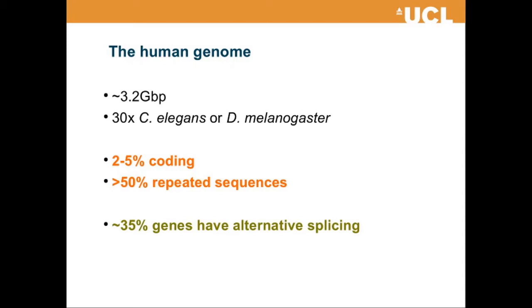But about 35% of genes have alternative splicing. It's estimated that roughly 3% of coding DNA codes for about 20,000 proteins. Now, 35% of those have alternative splicing, which means, of course, that we've got more actual proteins being produced. And it's estimated that, on average, each gene has about 3 splice variants. So that means that we're talking about maybe 50 to 60,000 different proteins that can be produced.